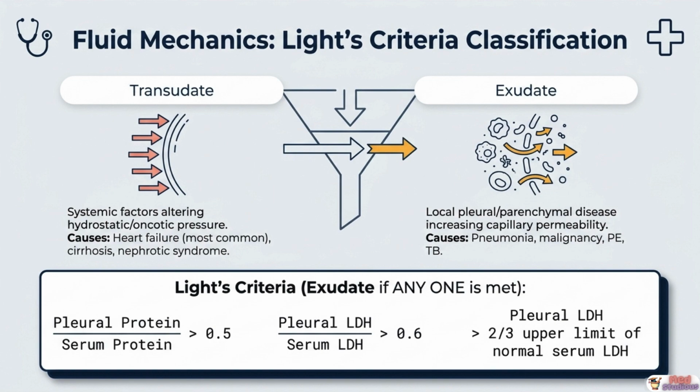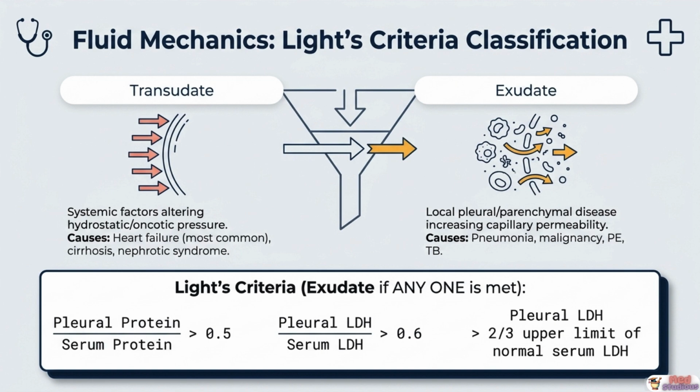Exudative effusions result from local pleural or parenchymal disease, directly increasing capillary permeability, with pneumonia, malignancy, pulmonary embolism, and tuberculosis as the classic causes. An effusion is classified as exudative if it meets any one of 3 criteria: a pleural fluid to serum protein ratio greater than 0.5, a pleural fluid to serum LDH ratio greater than 0.6, or a pleural fluid LDH level exceeding 2/3 of the upper limit of normal serum LDH.